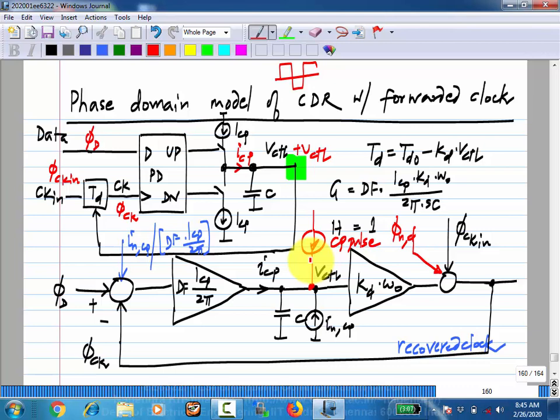So if you decide to, let's say, be cheap and use a very small ICP, then the bandwidth will be small and you cannot track high frequency jitter. And you also want to have some measure of how well the clock is tracking the data, and that's given by phi d minus phi ck, and there will be some metrics related to that. And on top of it, anytime you make a circuit, it will have its own noise that you can get from looking at the noise of the charge pump as well as the phase noise of the delay line and computing the transfer function to the output.